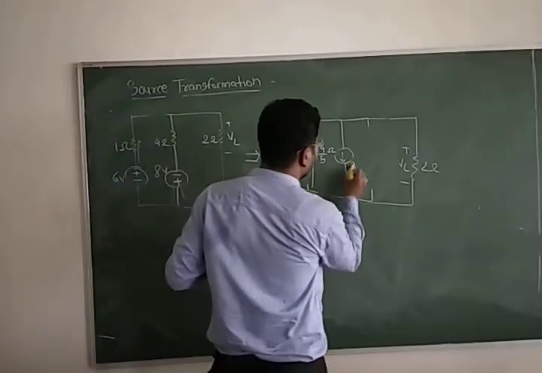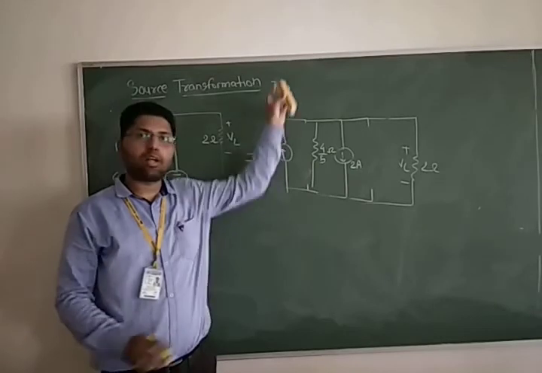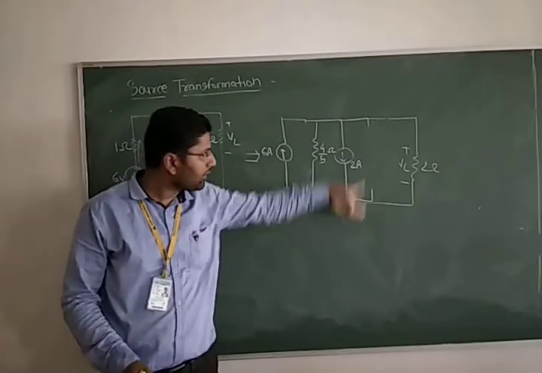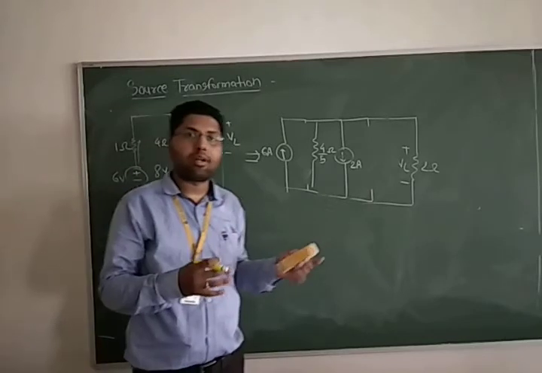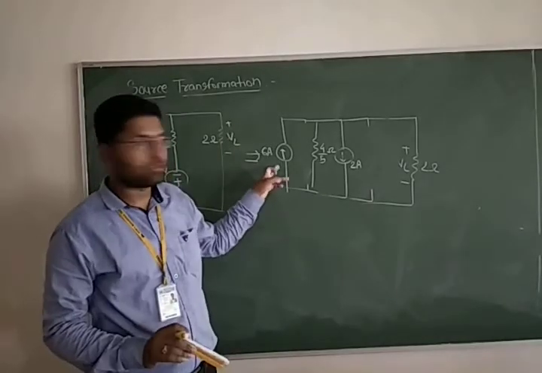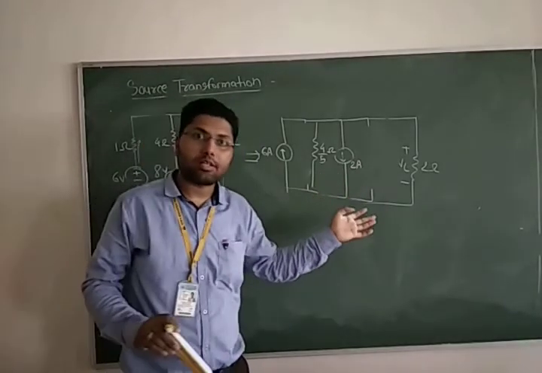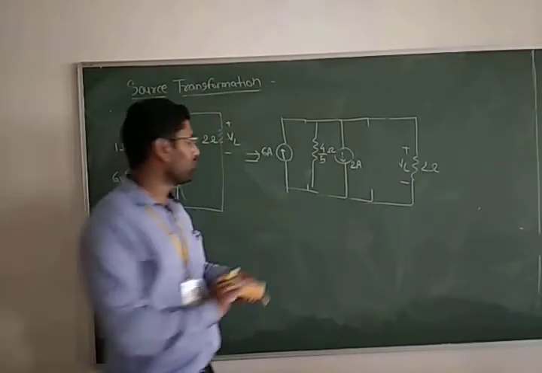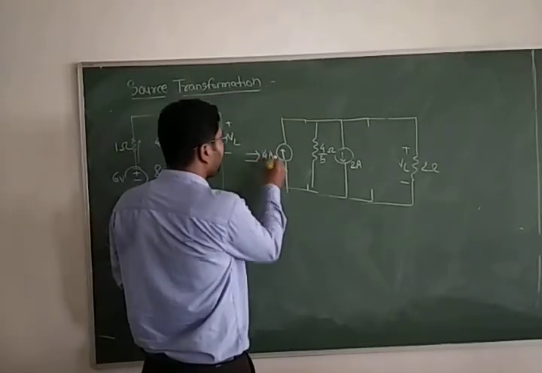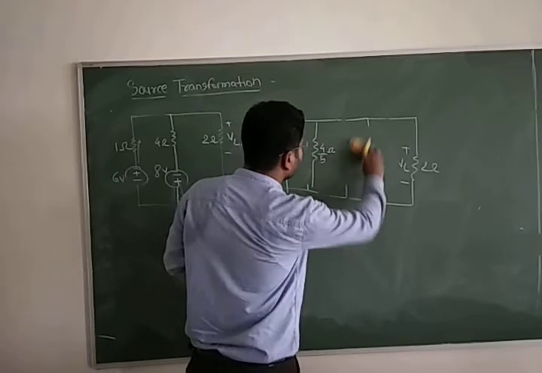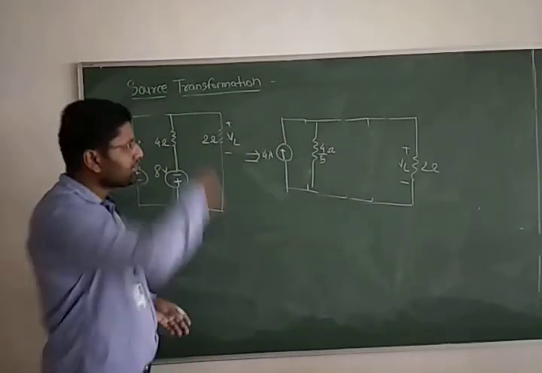Now see, 6 ampere and 2 ampere. Now what will be the direction? They are in the opposite direction. One is going upward, the current source, and one is going downward. So they are in opposite direction, but who is dominant? 6 ampere is dominant. So 6 minus 2, that is 4 ampere. What will be the direction of the current? Current direction will be upward. So same direction, but 4 ampere, and you have to reduce this current source. So that is the way you can simplify the circuit.